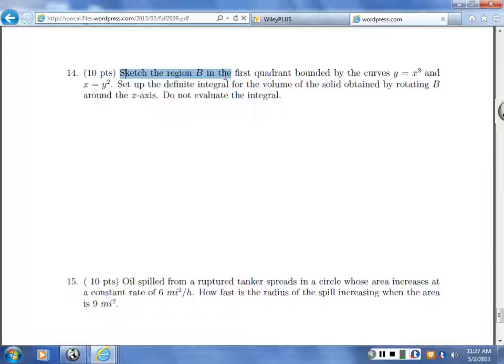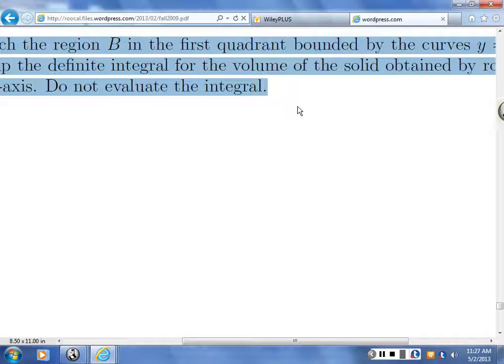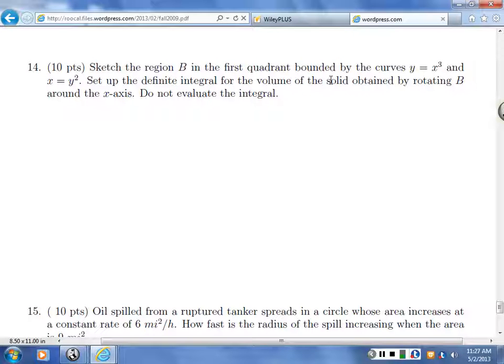Sketch the region B in the first quadrant bounded by these two curves and set up the definite integral for the volume of the solid obtained by rotating B around the x-axis. Do not evaluate the integral. Rotating around the x-axis, the slices would be circles. Any rotation is going to be circular, so you should be comfortable with this. One thing I see students struggle with when I've graded this problem is graphing x squared and x cubed on the same graph.